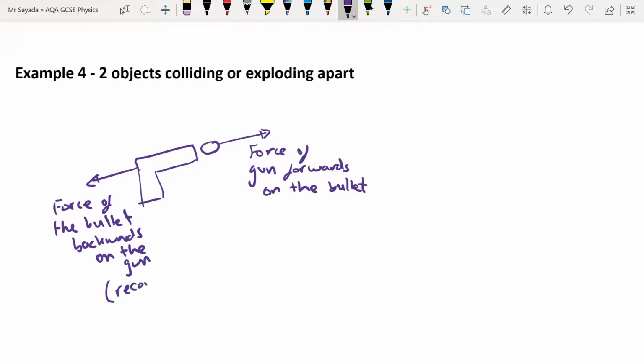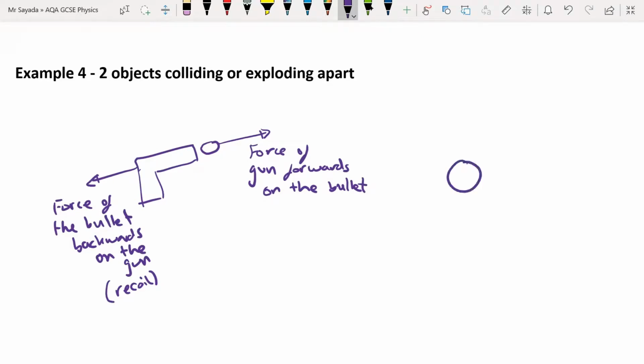When somebody fires a gun, for example, if you ever go play pigeon shooting or paintballing, when you fire the bullet, the gun also pushes back towards you and it can actually hurt your shoulder. And that's because of Newton's third law. If the gun exerts a force forwards on the bullet, the bullet exerts an equal and opposite force backwards on the gun. So that's an example of an explosion. We can also think of an example of a collision.